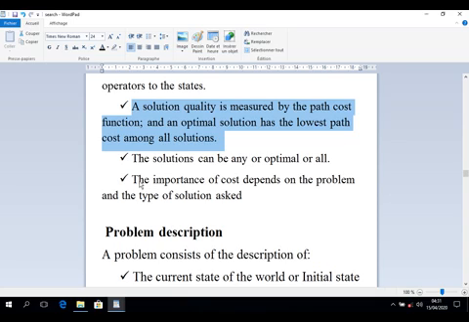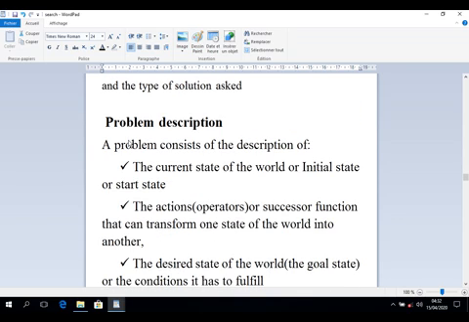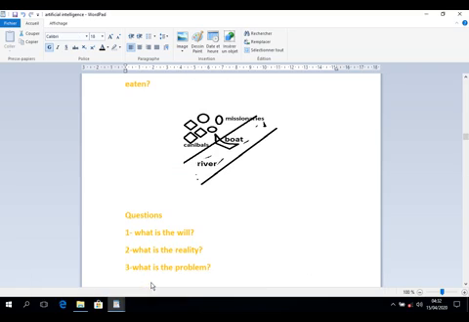A solution's quality is measured by the path cost function, and an optimal solution has the lowest path cost among all possible solutions. Is it okay? The solution can be any solution or the optimal one. So in this problem, the solution can be any sequence of trips, or it can be the optimal solution, that is, the minimum number of trips.